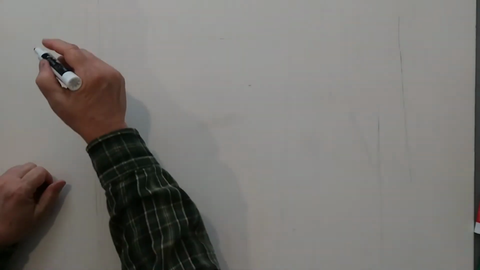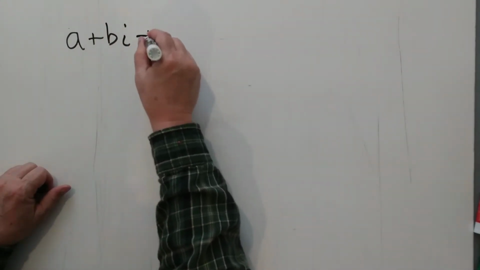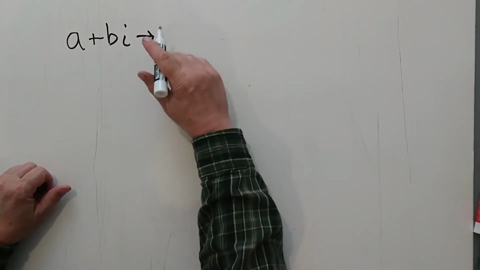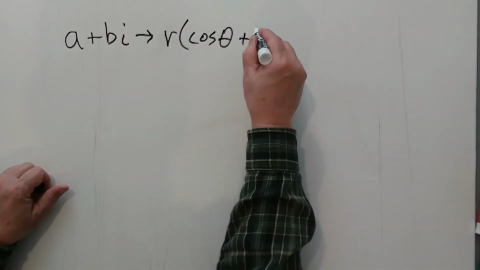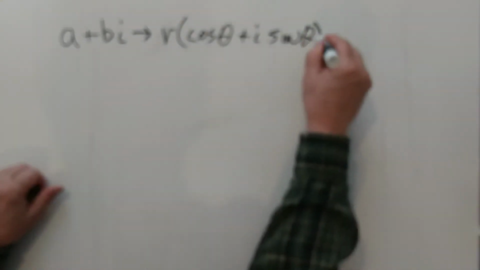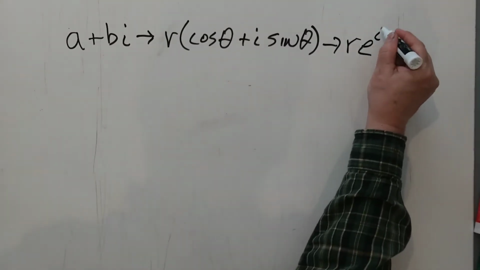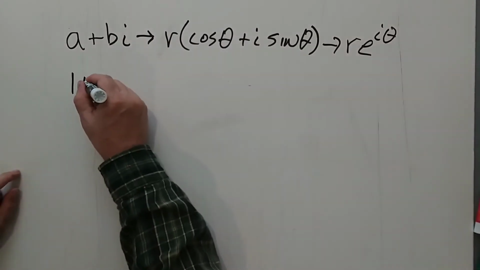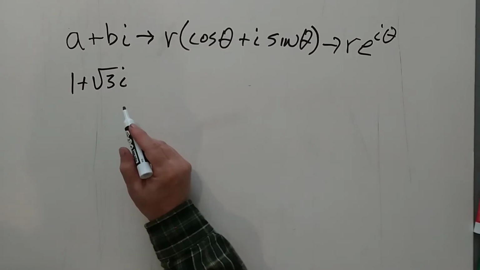We are going to go complex number to sine and cosine representation, then to the exponential notation. The first complex number I'm going to look at is 1 plus the square root of 3i. You see that I'm going to need to find the radius.